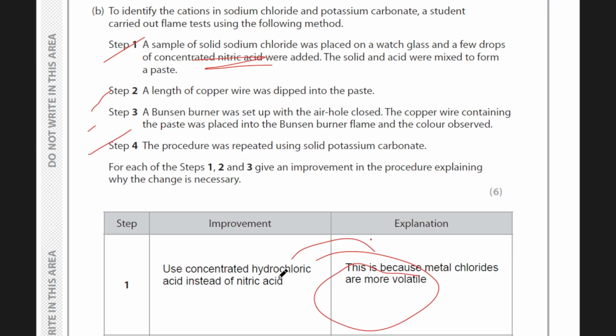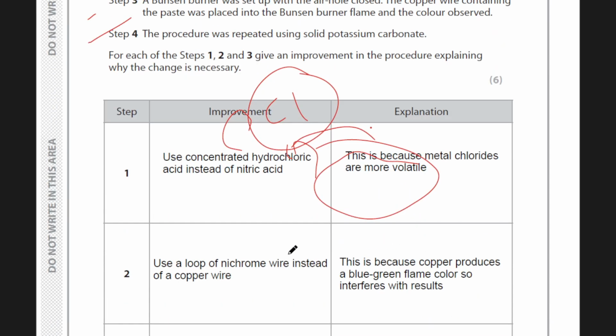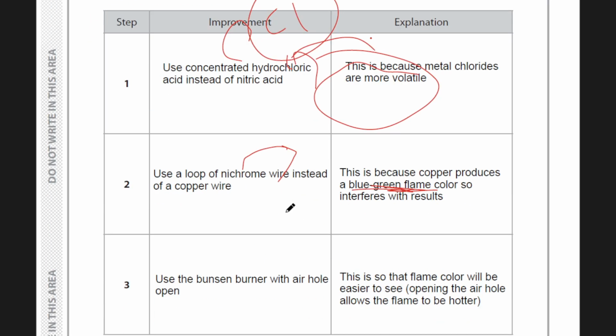Since metal chlorides are much more volatile in nature, it's very important that hydrochloric acid is used, because hydrochloric acid consists of the required chloride ions to produce the metal chlorides. Now, use a loop of nichrome wire instead of copper, because copper produces a blue-green flame, but nichrome wire is unreactive and doesn't interfere with the results. So this is very important.